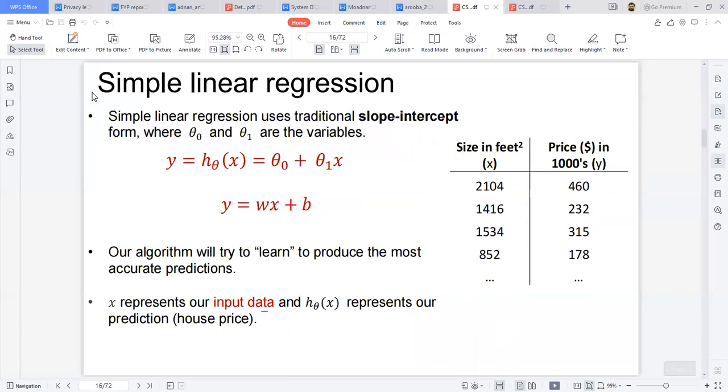So we can see here simple linear regression. Simple linear regression uses the traditional slope intercept form. What is slope intercept form? When we say y equals ax plus b, yes, similar. In that case, we have the slope.